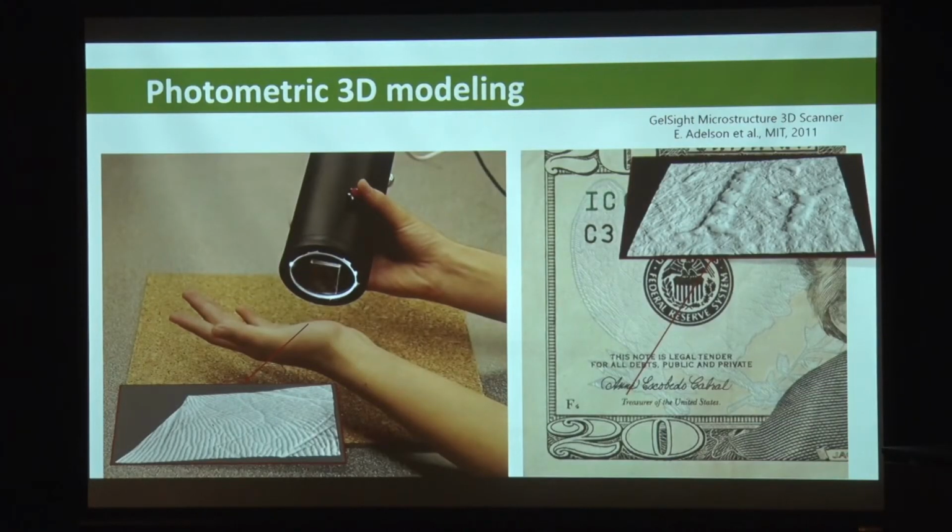Another example is the GelSight. This is a microstructure 3D scanner by Professor Ted Adelson from MIT. I think he was also one of the speakers at the Shitsukan Symposium 4 or 5 years ago, if I remember correctly. The technology behind it is also photometric stereo. There are several LEDs, and when the surface presses the gel it forms, and by illuminating it from different directions, very highly detailed 3D surfaces can be captured, even the shape of the text on a $20 bill.